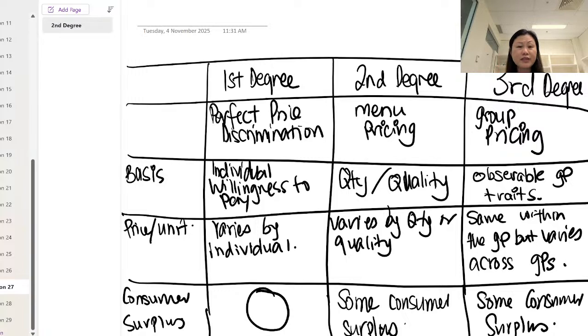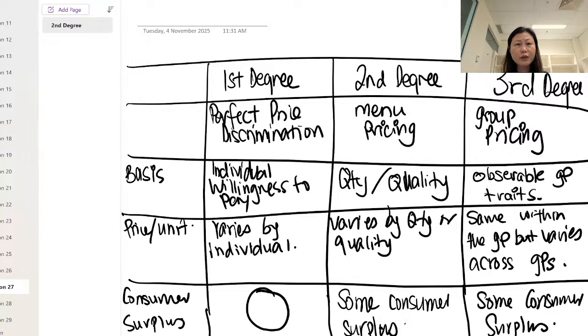Consumer surplus under first degree price discrimination is 0, because all the surplus goes to the producer. Based on second and third degree price discrimination, we do get some consumer surplus.